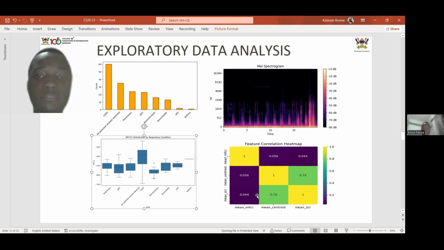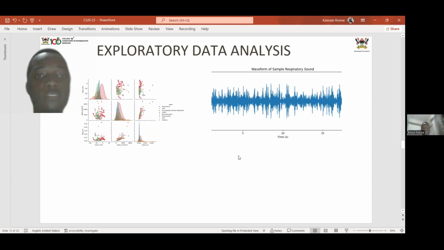So it shows that the mean MFCC and the ZCR had a low correlation. Then the mean ZCR and the mean centroid had the highest correlation of 0.79. Then we had the outliers showing different labels or different features. Then we have the waveform.